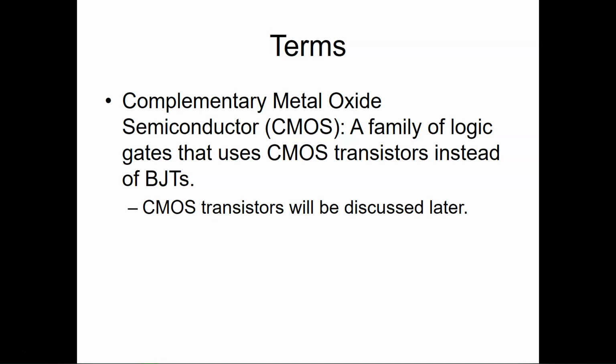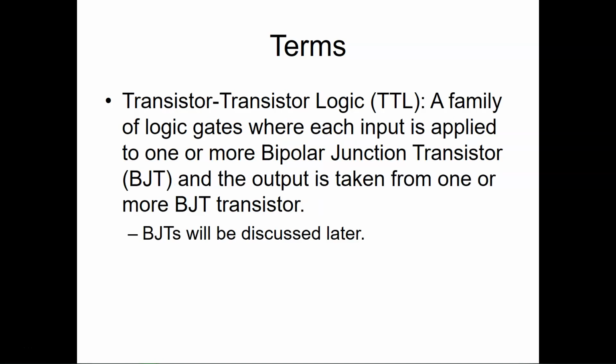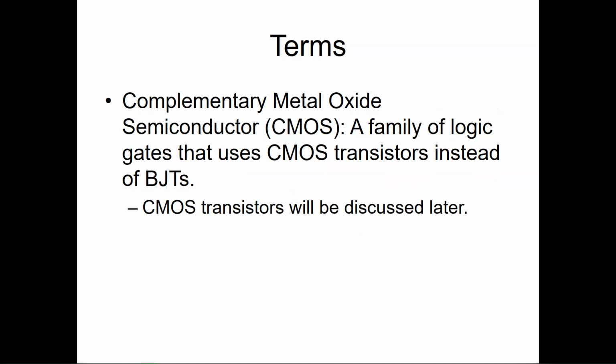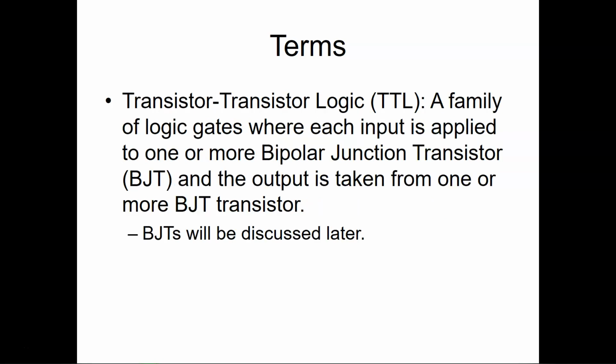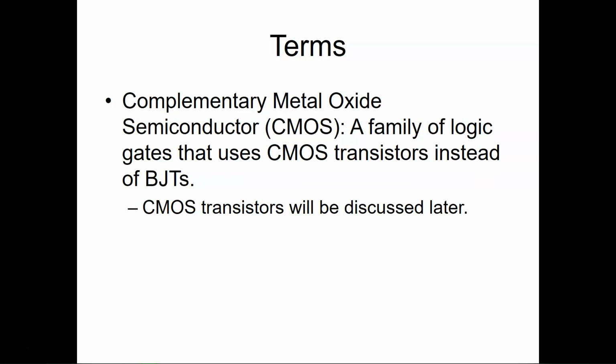So we go back to CMOS, which are complementary metal oxide semiconductors. And there's a family of gates that use this over, I swear, they start doing all these shortenings and it just becomes a bit much. So they use these over the bipolar junction transistors. CMOS transistors will be discussed later as well.